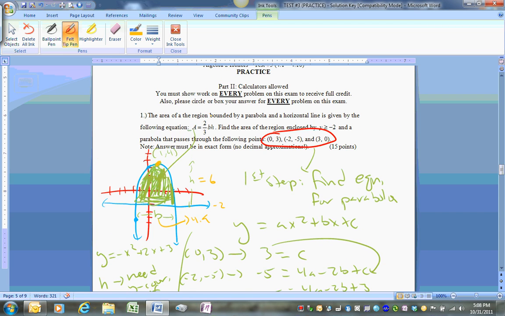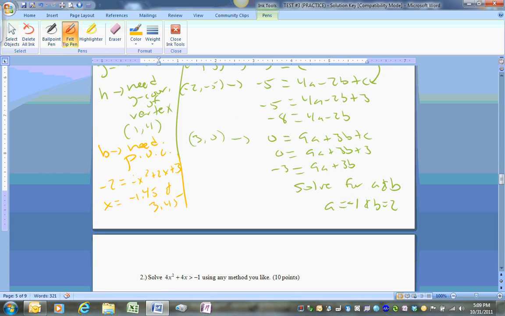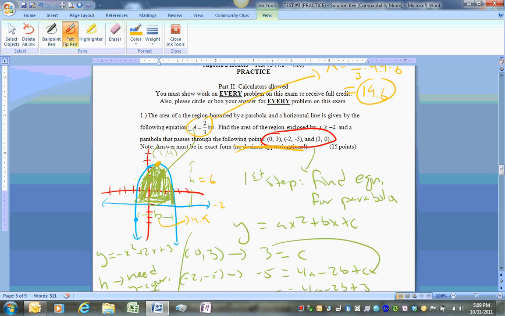So the area, which is what we want to find, got a little bit of space on the top right corner here. So A will equal 2/3 times 4.9 times the height, which is 6. Work it out. We get 19.6. Now here I said no decimal approximations. That's cruel. What you would do is you would actually use the quadratic formula down here in orange, where -2 equals -x squared plus 2x plus 3, and then have your radical answers, and then work it out. That's just super cruel. We'll say 19.6. That's fine.